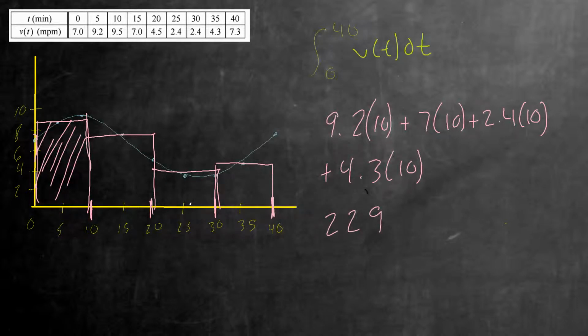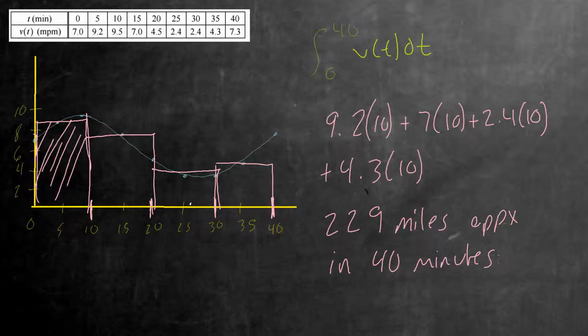Using correct units: if I integrated velocity, I should get position. The velocity was in miles per minute, so position should be in miles, approximately, gotta put in the approximate, in 40 minutes of travel. Looks good for part 1.